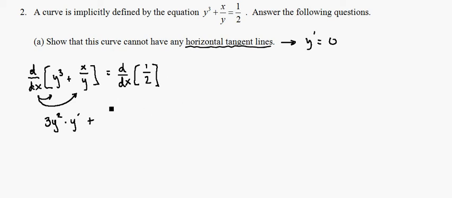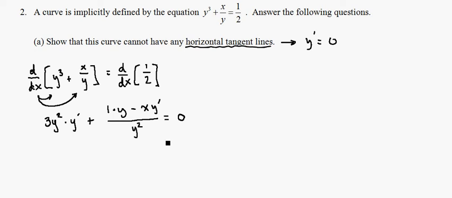Okay, remember the quotient rule. The quotient rule says take the derivative of the numerator, but that's just 1, times the denominator, y, minus the numerator, that's x, times the derivative of the denominator, but that's y prime, all divided by the denominator squared. So there's our quotient rule. The derivative of 1/2 is, of course, 0.